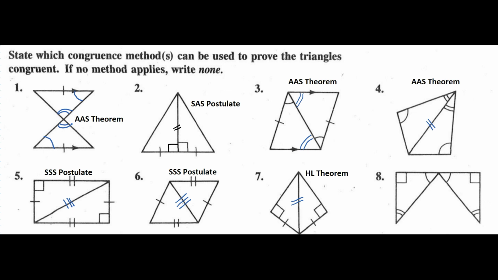And finally, what about number 8? Well, in that case, we have three angles congruent to three angles of the other triangle. Do we know anything about the sides? The answer is no, we don't. So it turns out we cannot prove these two triangles congruent, and therefore we are writing none.